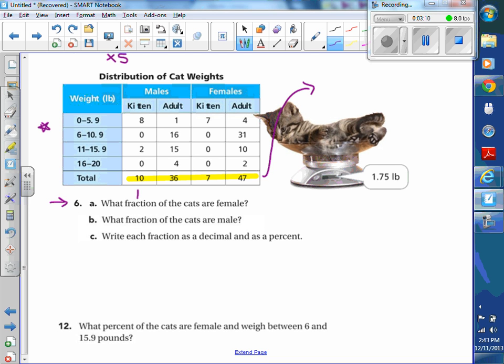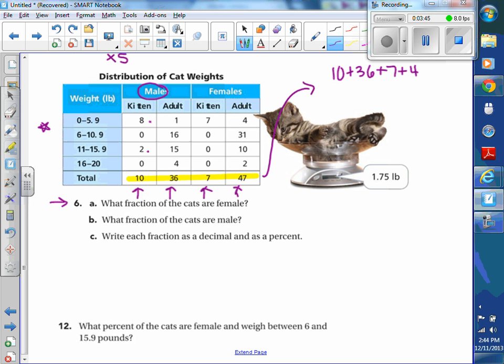So that represents, like right here, there's 10 kittens. 8 of them are between 0 and 5.9 pounds. 2 of them are between 11 and 15.9 pounds. So altogether, there's 10 kittens that are boys, right? So if you add the whole bottom row, you get all the kittens, the boys and the girl kittens, and all the adults, the males and the females, right? So when you added all those numbers up, 10 plus 36 plus 7 plus 47, what did you get?